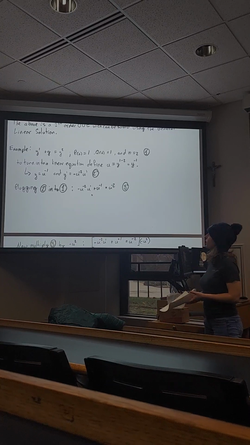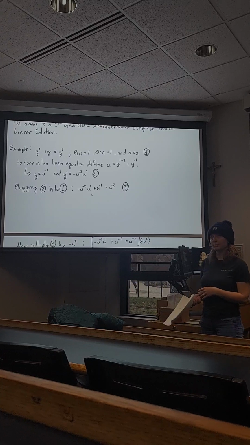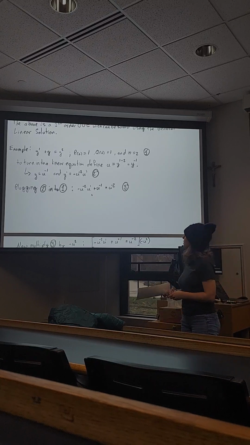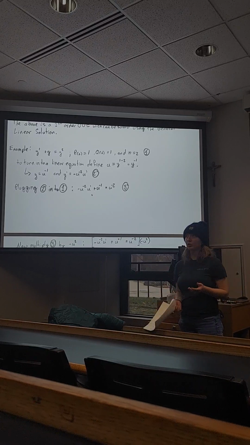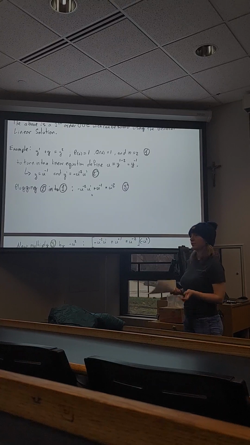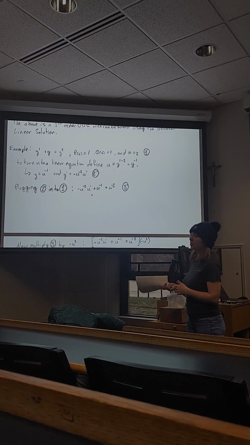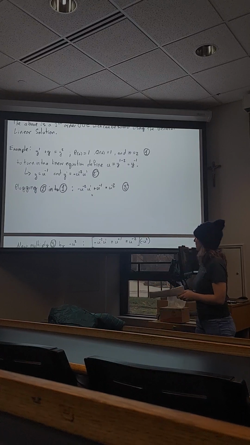So let's solve the equation y prime plus y is equal to y squared. This is one of the easiest cases. P of x is equal to 1, q of x is equal to 1, and n is equal to 2. So we're going to first turn it into a linear ordinary differential equation. U is y to the negative 1, so then y is equal to u to the negative 1. Y prime is negative u to the negative 2 times u prime.